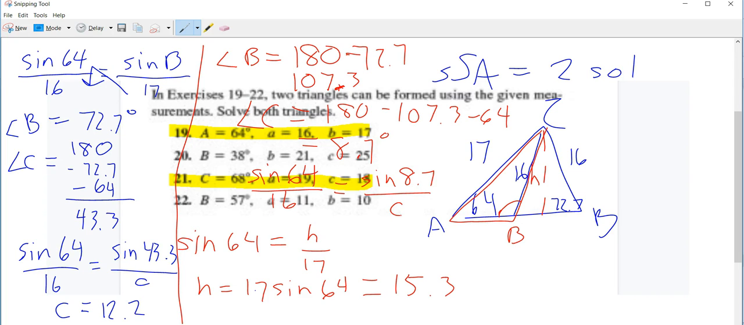Yes, what's the question? Okay, if the height of the triangle is 15.3, then why isn't it the sine of 64 over 15.3? Oh, remember, the height in the red triangle is outside the triangle. Okay? Sorry, let me finish this and then I'll answer your question.